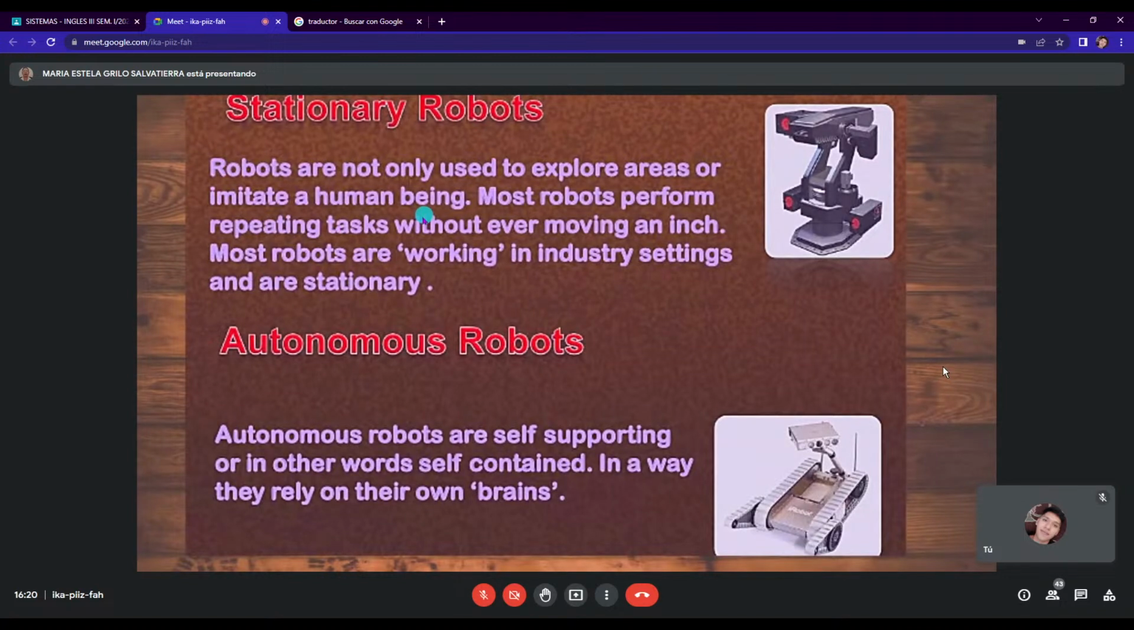Stationary robots. Robots are not only used to explore areas or imitate human beings. Most robots perform repeating tasks without ever moving an inch. Most robots are working in industry settings and are stationary. That means that they are not going to move from the place where they are. They are stationary. That's why.